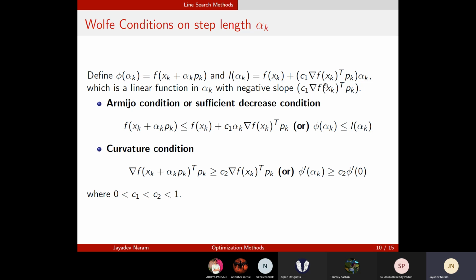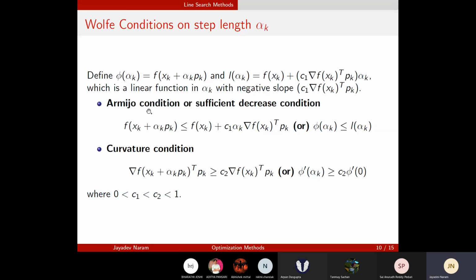So this is a constant, and even this is a constant, and alpha k is a scalar. So if you see, this function itself is a linear function whose slope is given by this and whose intercept is given by this. So our slope, since we are considering the descent directions, and we take this c to be a positive constant, this is going to be a negative slope. Okay.